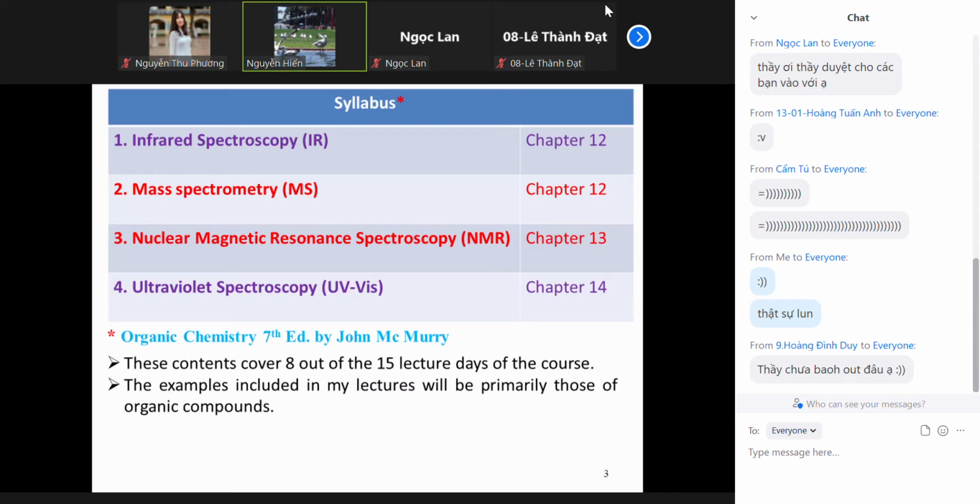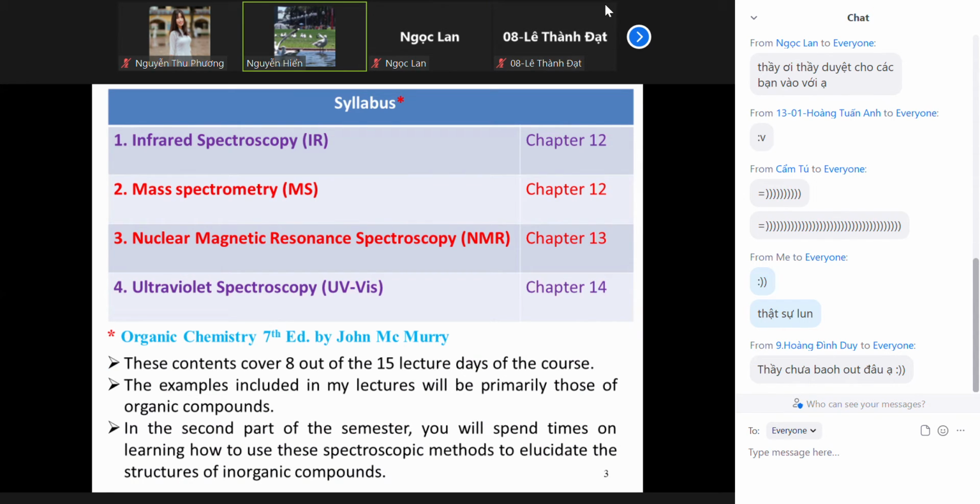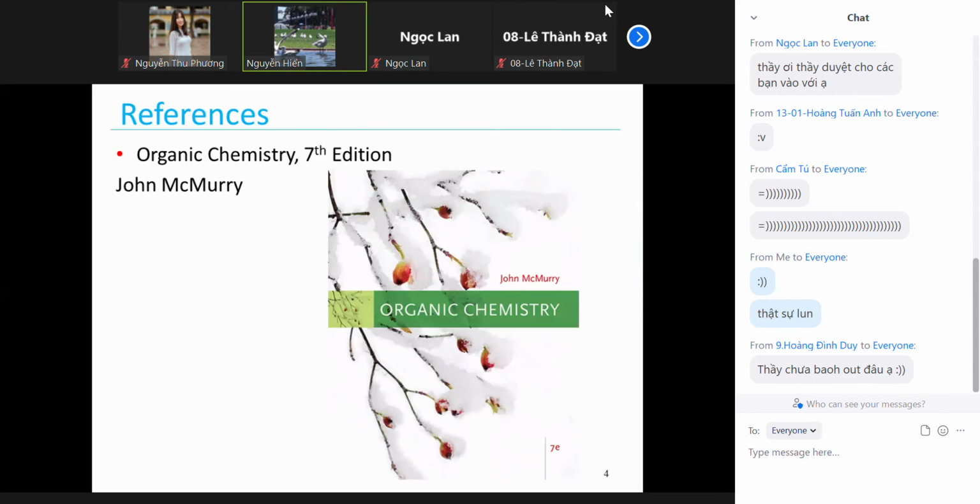So the examples included in my lectures will be primarily those of organic compounds. And then in the second section of this course, you will spend time learning how to use these spectroscopic methods to study the structures of inorganic compounds. And the second section will be given by, I think, Associate Professor Chi. So I am responsible only for the first half of this course about organic compounds. Okay, this is the book.